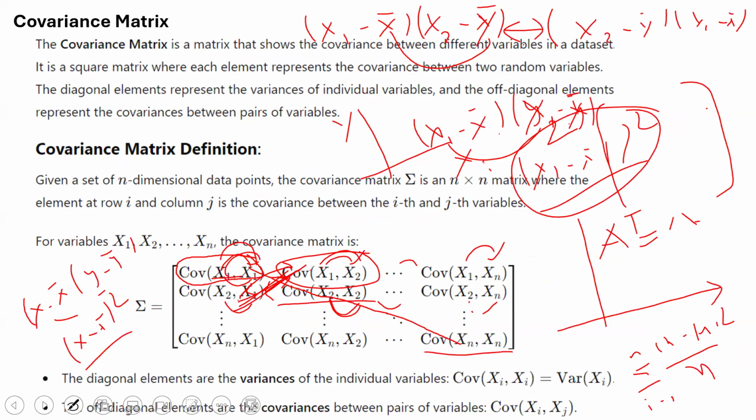A transpose is equal to A. That means a matrix is symmetric. A transpose X transpose into A into X is greater than or equal to 0. What is X? Any vector. It would be just any vector, 1 into 1 vector.